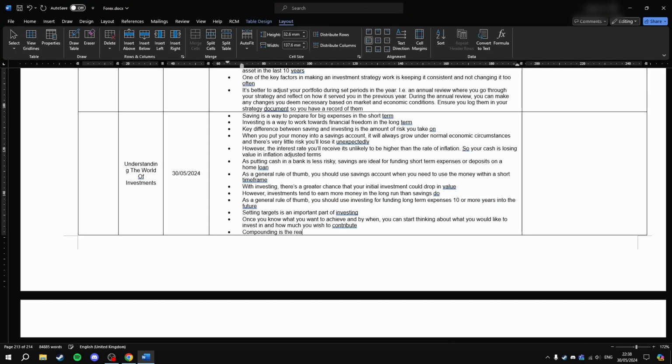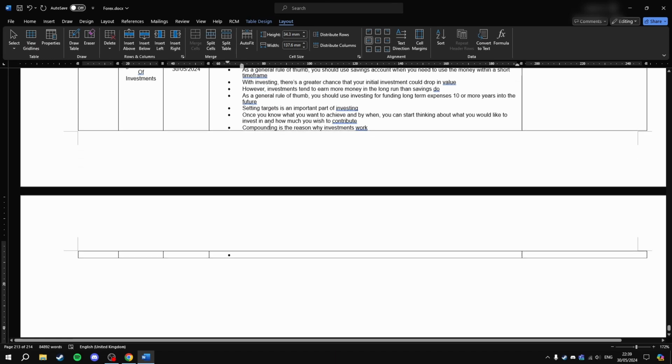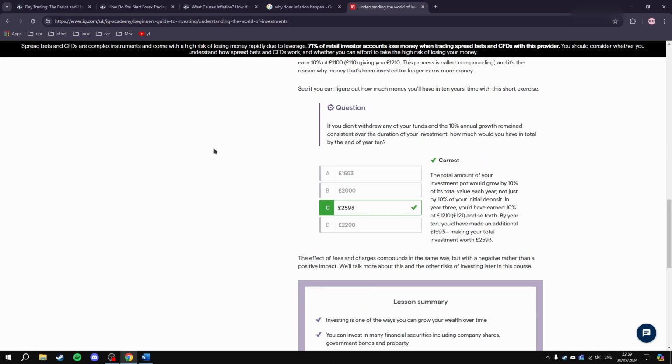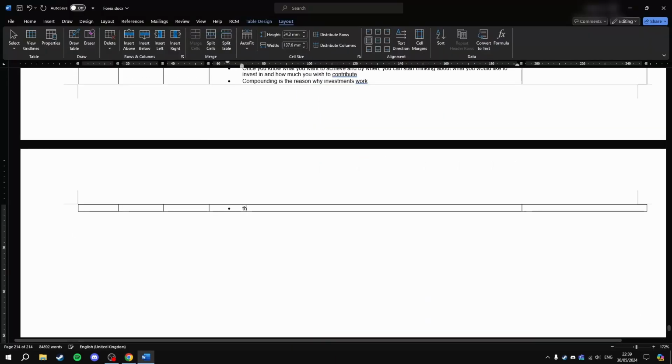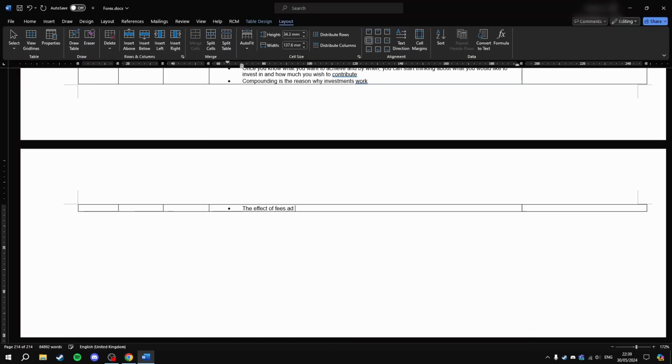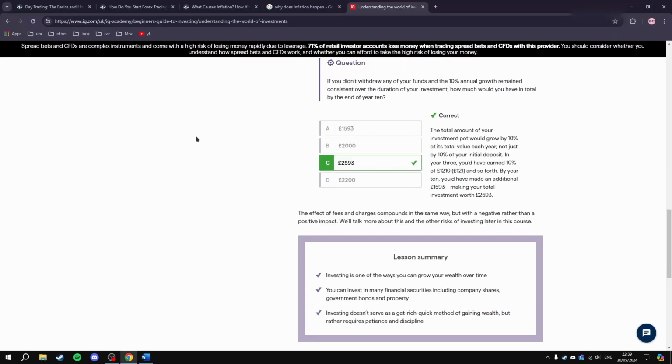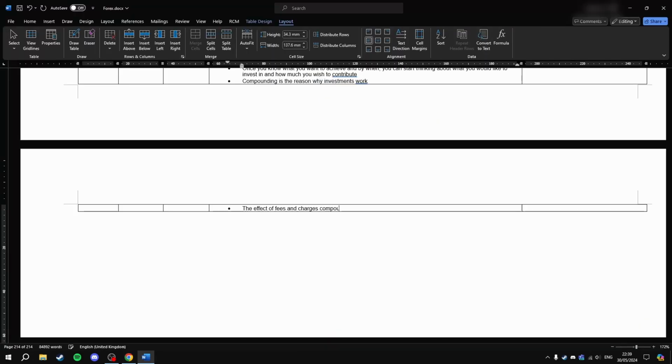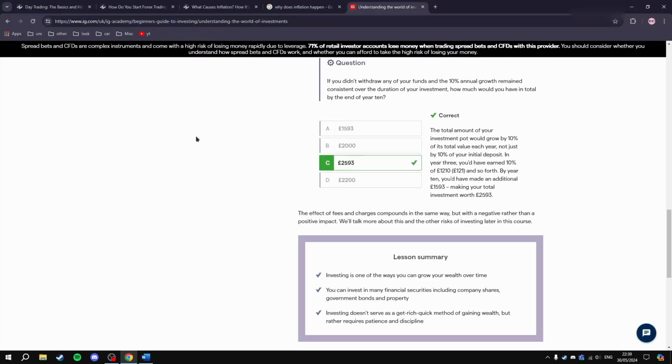Compounding is the reason why investments work. The effects of fees and charges compound in the same way.